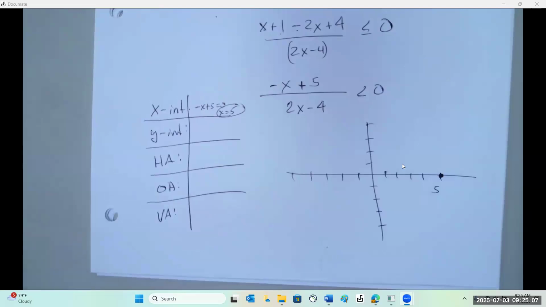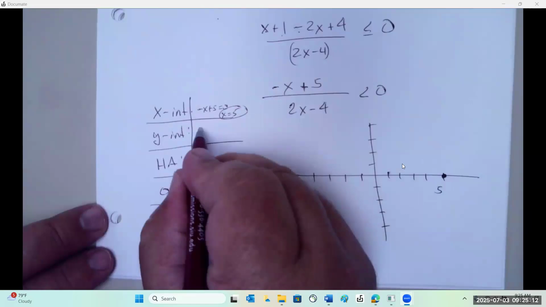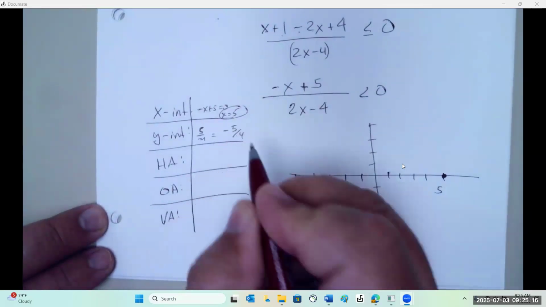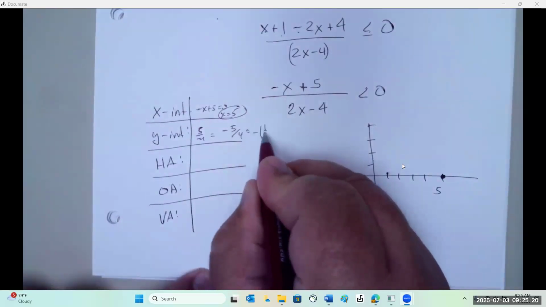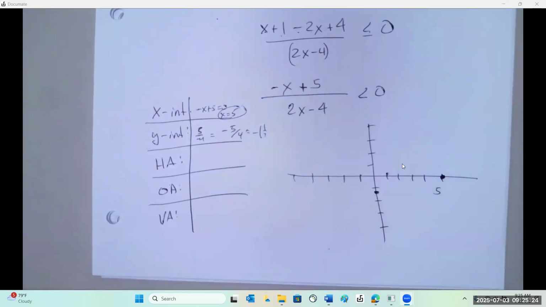The y-intercept. Get rid of all the x's. I get 5 over -4, which is -5/4, which is -1 1/4. So it's approximately there. There's my y-intercept.